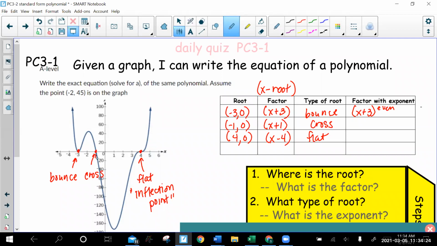Cross roots are only created with an exponent of 1, which means we don't even write it. It's 1, but it's invisible, because why would we say to the first power? That does nothing. Flat roots all have odd exponents. We generally just use 3 because that's the basic one that gets the idea of cross, but any odd exponent other than 1, such as 3, 5, 7, 9, 11, 101, doesn't matter. It's going to have that odd exponent. Anytime a factor has an odd exponent, you're going to have a flat root, an inflection point at the x-axis. Questions on that?